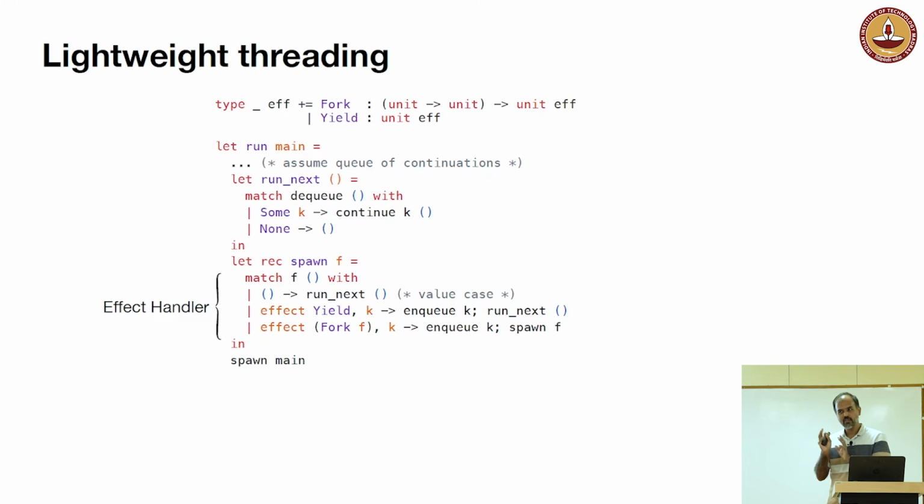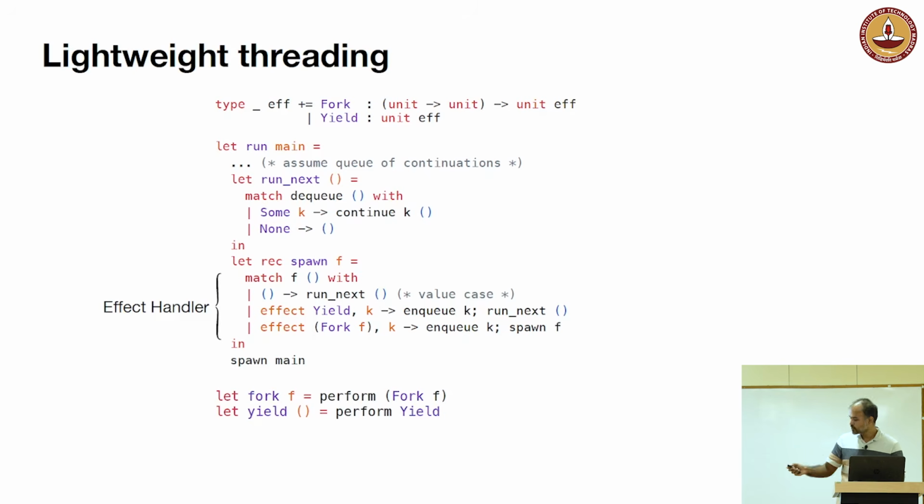The code is doing a little bit of magic here, but essentially if you sit and stare at it for half an hour, you will understand what is happening. This is usually thousands of lines of code in real systems, right? So that's the key takeaway here. And you can write nice high-level functions that just perform the fork and yield effect.